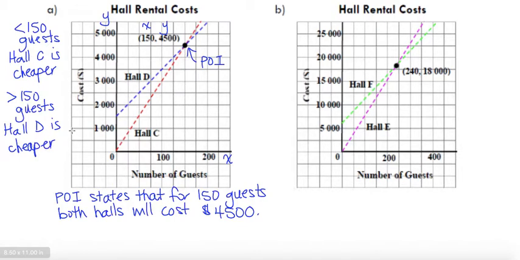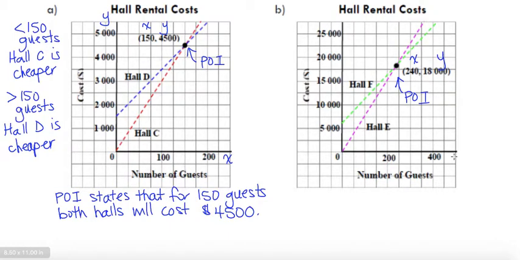So now let's use that same information to interpret example B. Again, we have two halls, the rental cost of those. Hall E is the purple dotted line. Hall F is the green dotted line. Here's our point of intersection. The coordinates of our point of intersection is 240 and then 18,000.